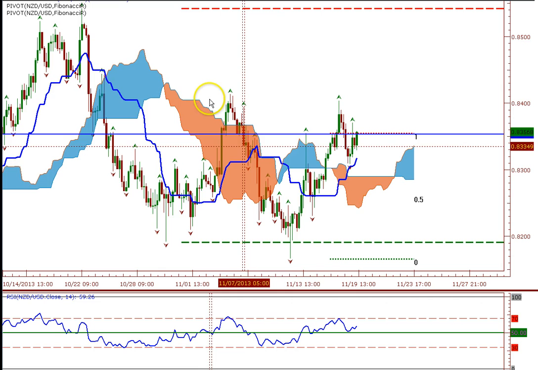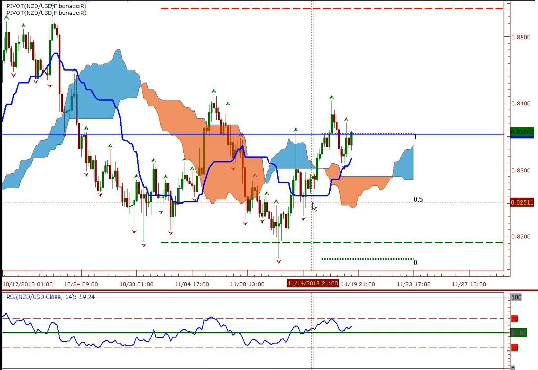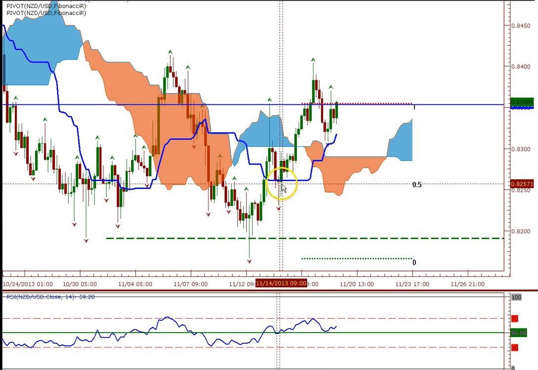Same thing, looks like the pound dollar almost. Price broke the cloud here. This would have been a nice trade to get into. Also, you see the bounce. You got the bounce on the 50 level, and you got the bounce on the Kijunsen.